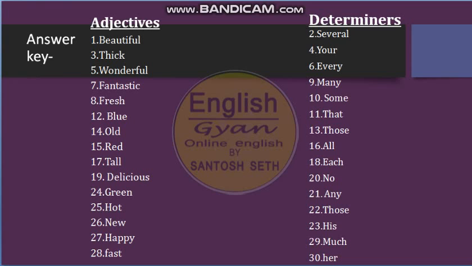Beautiful, it's a describing word. Thin, wonderful, fantastic, fresh, blue, old, all these are describing words. Red, tall, delicious, green, hot, new, happy, fast, all these are describing, so that's why it is adjective. And as per the rule, the determiners are telling about the specific number or specific quality, like several, your, every, many, some, that, those, all, each, no, any, those, his, much, her. So I hope you have got 30 out of 30. Do share your marks with me.